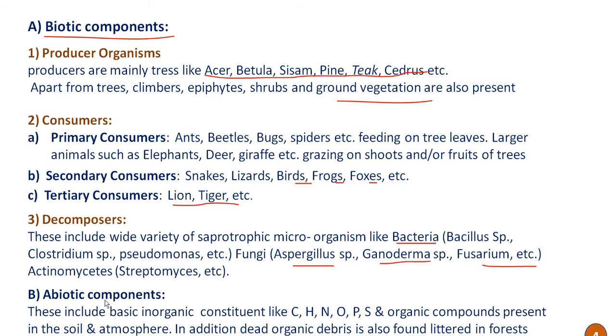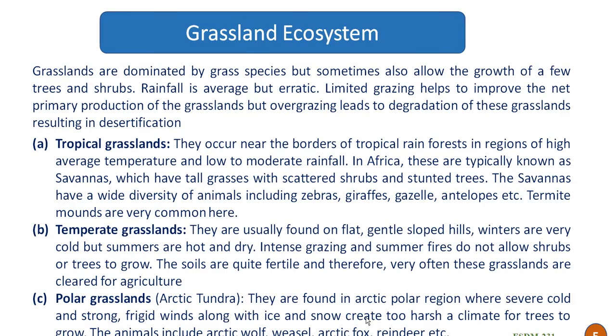Then in the case of abiotic components, the basic inorganic constituents like carbon, hydrogen, nitrogen, oxygen, phosphorus, sulfur, and organic compounds are present in the soil and atmosphere. In addition, dead organic debris is also found in forest litter. So these are the structure of the forest ecosystem.